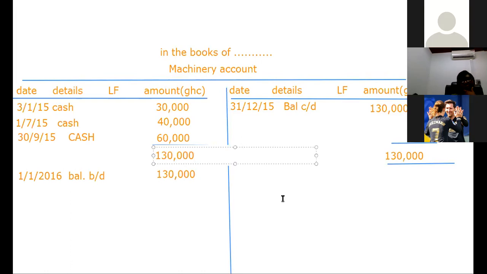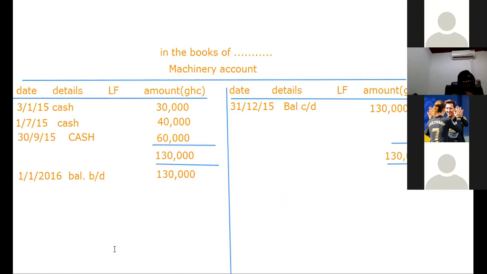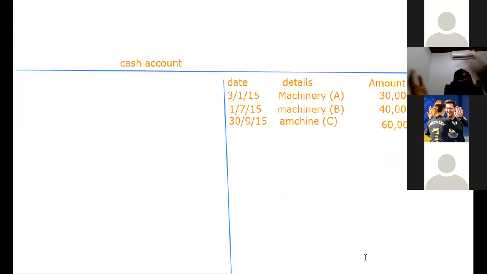Are we okay? So we can enter the ones we bought for 2016. The cash account too, if there is no other transaction, we have to bring it down. Carried down, brought down, the same thing, because we are supposed to prepare the financial statement for each year. Each year we have to show the transactions.